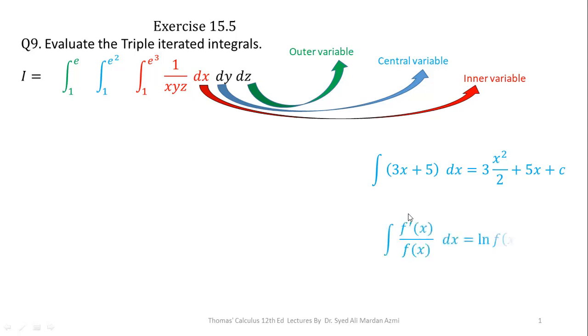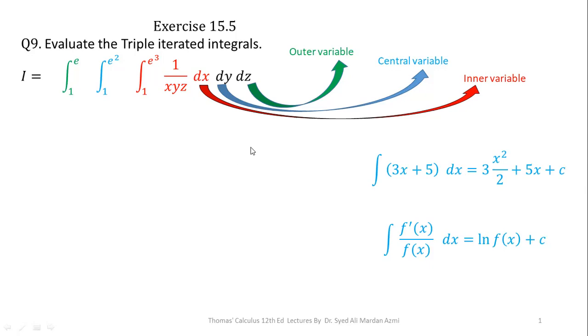One more important formula we need in this question is the integral of f prime of x over f of x dx equals natural log of f of x plus c. What it means is, if we have a fraction and the derivative of the denominator is available in the numerator, then the integration of such a fraction is natural log of the denominator plus c, the constant of integration, if we have indefinite integrals.